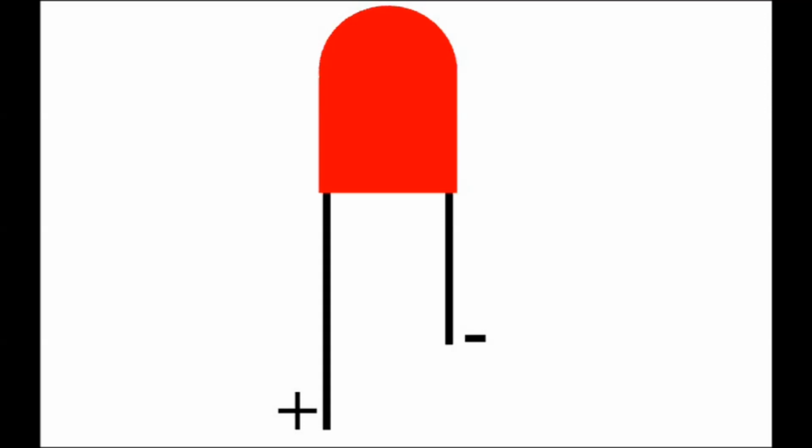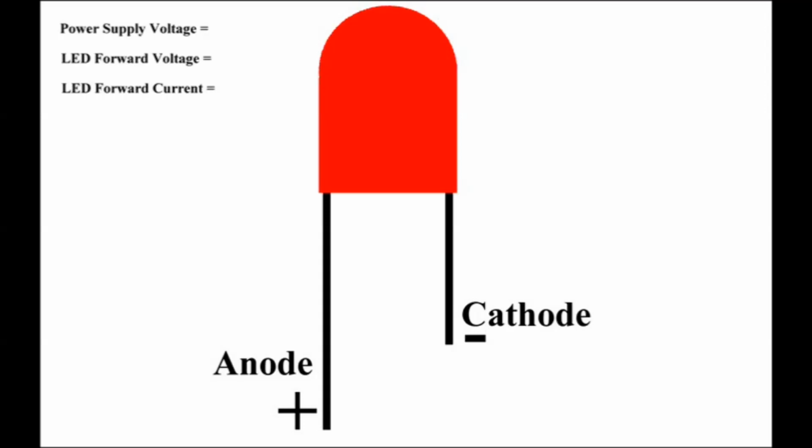An LED has 2 terminals. A positive terminal called the anode and a negative terminal called the cathode. The positive terminal is always the longest terminal on the LED. To calculate the correct resistor for the LED we need to know 3 variables: the power supply voltage, the LED forward voltage, and the LED forward current in milliamps.